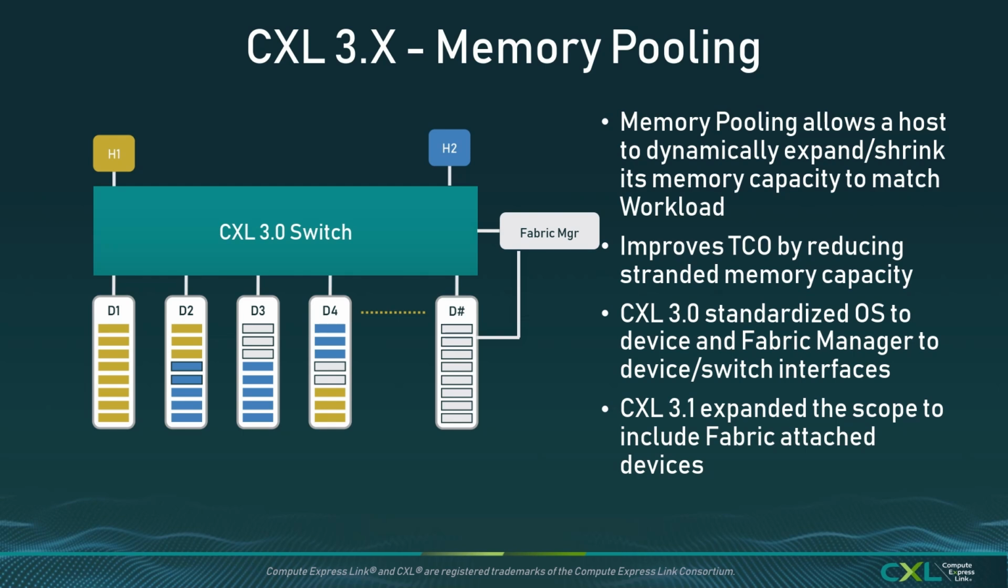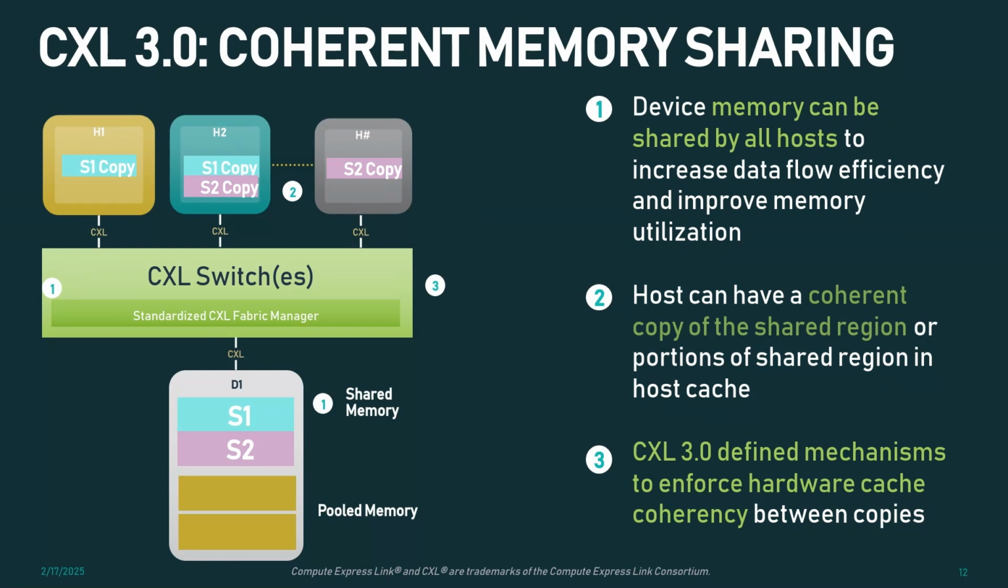3.1 went one step beyond and also allowed fabric-attached devices. These are the large fabrics with lots of devices, potentially thousands of devices, that can be serving lots of hosts, so they need a lot more scalability than the simple configurations. Some of these were added in CXL 3.0. Again, a really exciting feature.